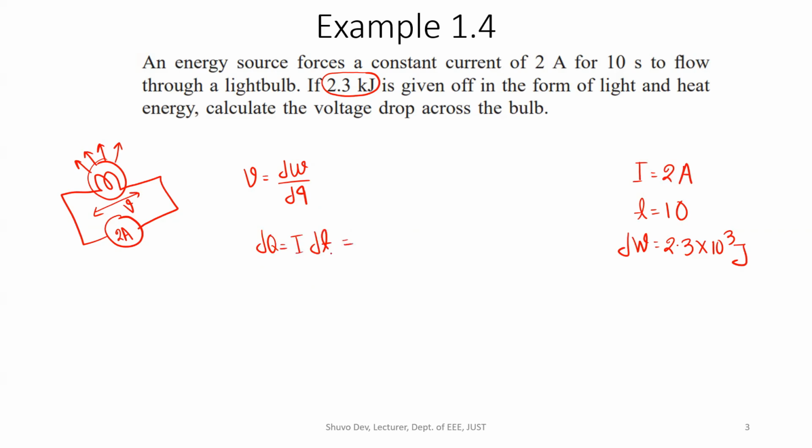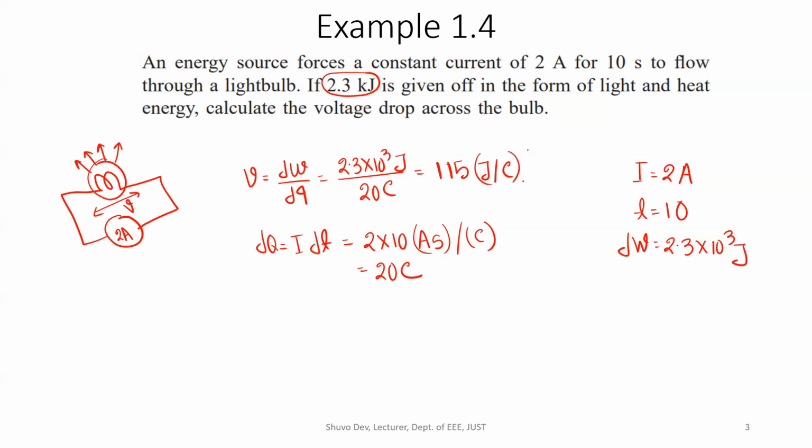So all of the values are given in this example. I is 2 ampere and time is 10 second, and the unit is ampere second, or we can say coulomb. The unit of charge is coulomb, that is 10 into 2, that is 20 coulomb. So from this equation, dW is 2.3 into 10 to the power 3 joule, and dQ is 20 coulomb. Using a calculator, we find 115 joule per coulomb, and the unit of voltage is joule per coulomb, or volt. Okay. So this is example 1.4.